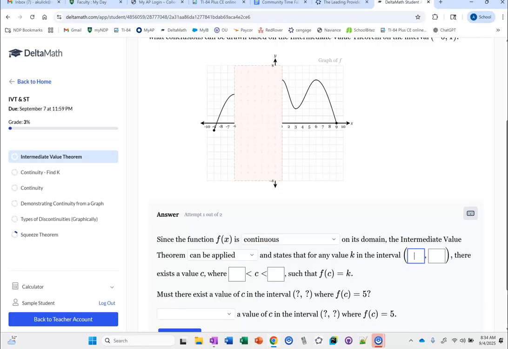Where did my things go? There exists a c, that's an x, where c is between -6 and 1, such that f of c is equal to k.